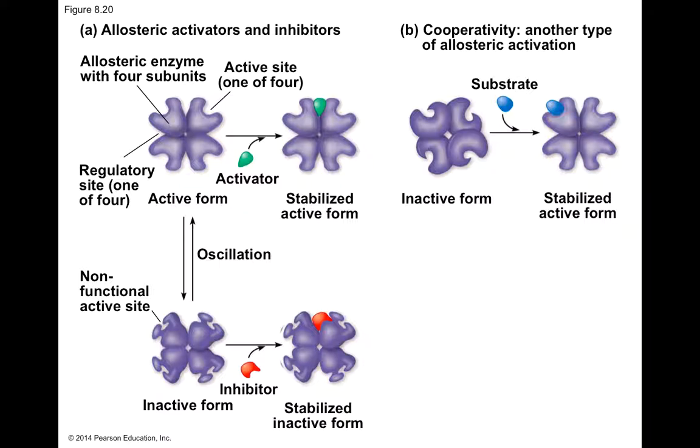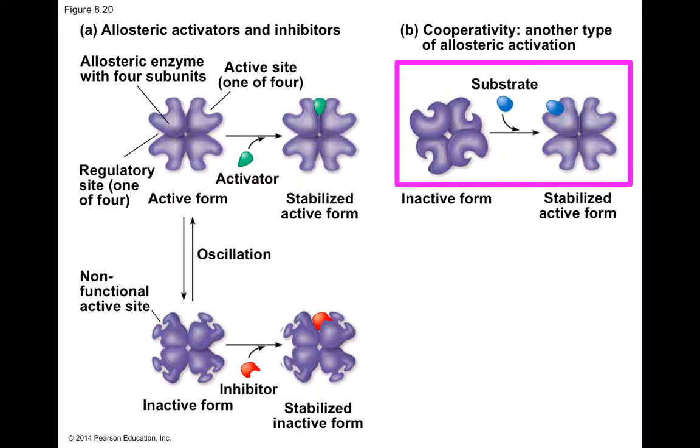Another type of regulation is called cooperativity. Here the book refers to it as allosteric regulation, but it doesn't quite fit the definition. Here we have a multi-subunit enzyme with 4 active sites. First, there's no other molecule. The regulator molecule is the actual substrate. And second, it binds directly to the active site, not another site somewhere else on the enzyme.